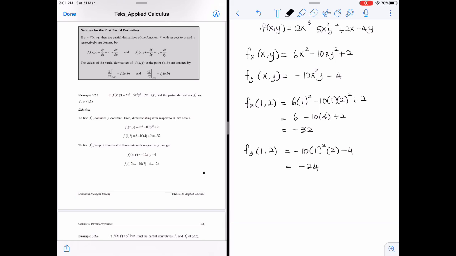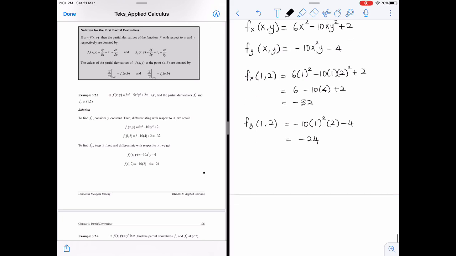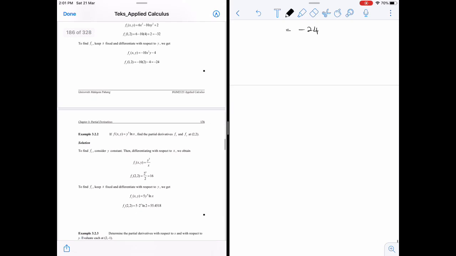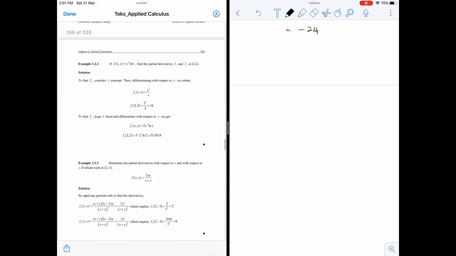So this is how to find a partial derivative with respect to x and with respect to y at some given point. Okay, so let's move to another example here. Example 3.2.2, where we have a function f(x,y) equal to y to the power of 5 ln x, and we have been asked to find the partial derivative of f with respect to x and y at point (2, 2).